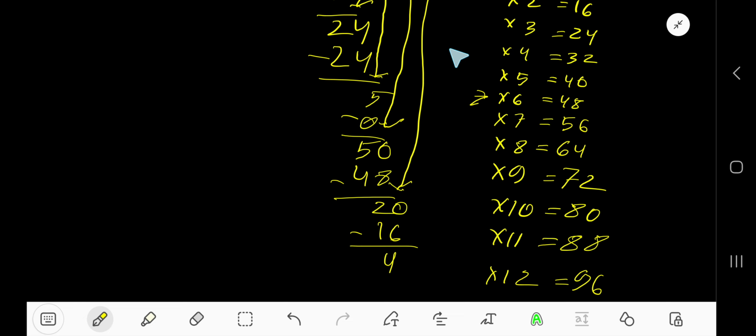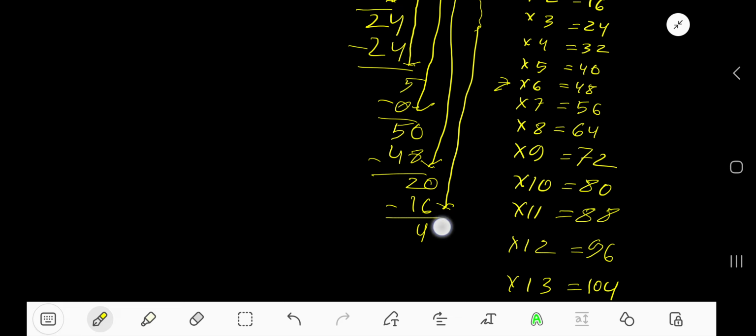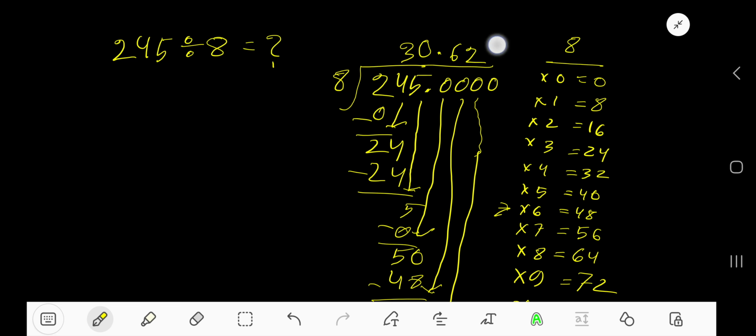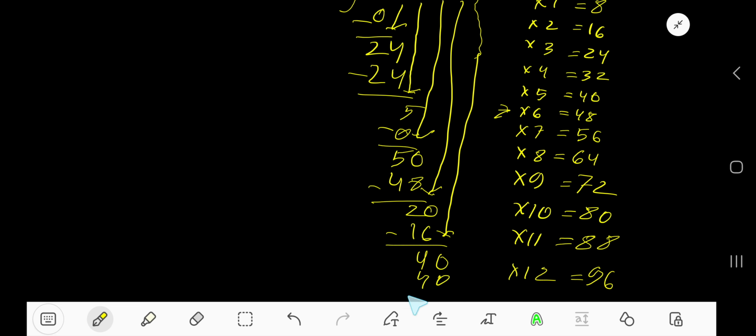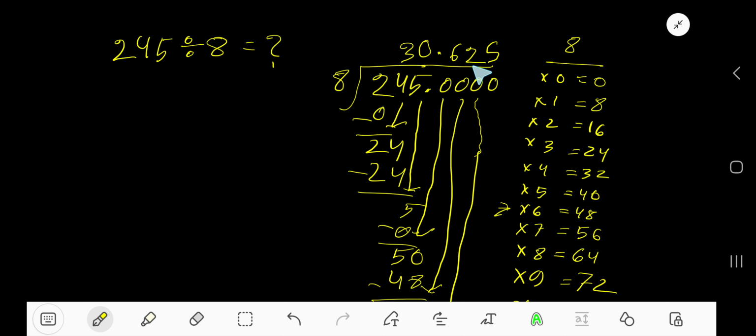Now bring down the next 0. You are getting 40. 8 goes into 40 how many times? 5 times. Write 5. 5 times 8, 40. As our remainder is 0, we are done. Our answer is 30.625.